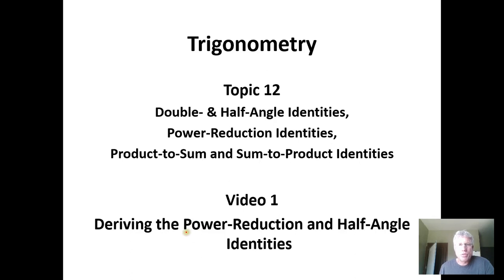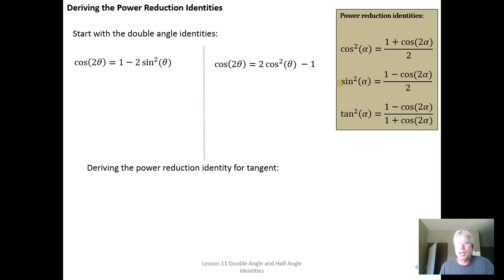So in this video we're going to derive the power reduction and half-angle identities for cosine, sine, and tangent. The basic idea behind the power reduction identities is that we want to take a cosine squared, a sine squared, or a tangent squared and have an identity that allows us to rewrite the squaring of those three trig functions without a squaring in it. So you see in each of these three identities, the cosine terms are linear, or to the first power. And that's why this is a power reduction identity.